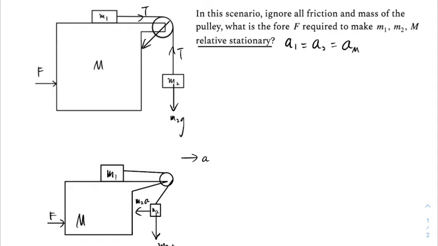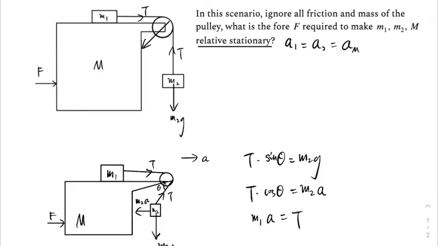And there's F on M. Then we have our tension force again. Now we can solve the system of equations. Let's define this angle as theta. So we have T times sine theta equal to m2g, that's in the vertical direction. The horizontal direction is T times cosine theta equal to m2a. Then from Newton's second law, we know m1 times a is equal to T. And they both have the same acceleration, remember.